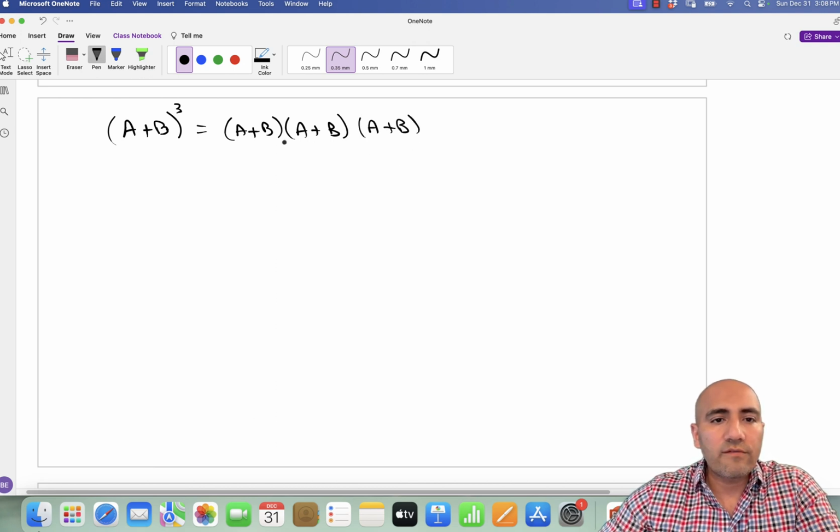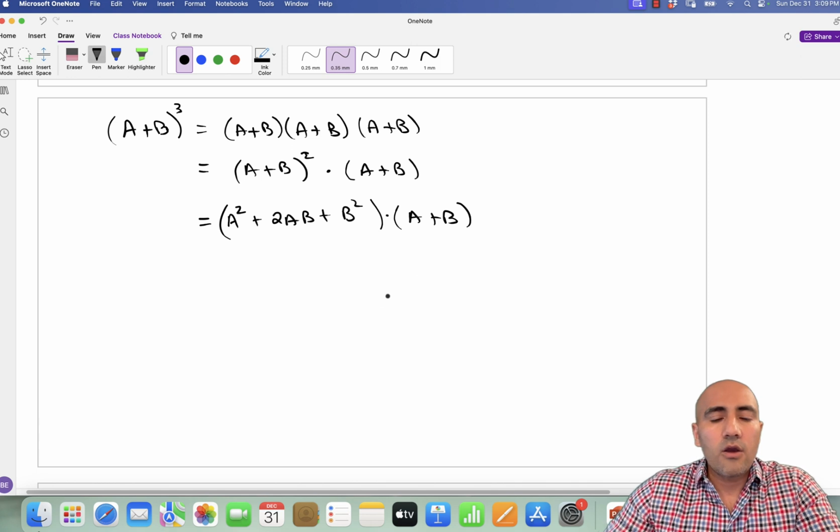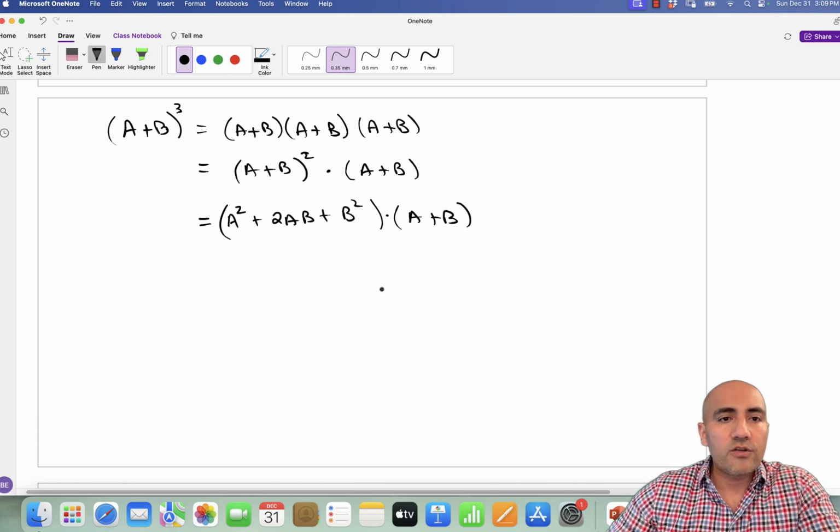So we already know what the first two are. The first two are (a + b)^2 times another (a + b). And we already know that this pattern exists. This is going to be a squared plus 2ab plus b squared. And then we just have to multiply that by a + b one more time. Okay, so we're going to do distribution.